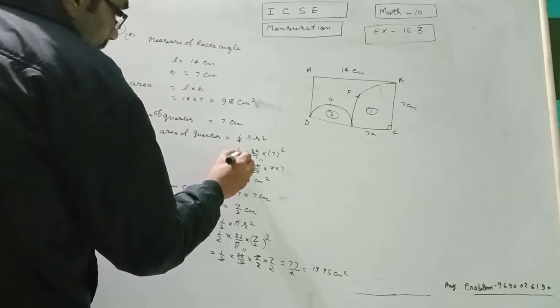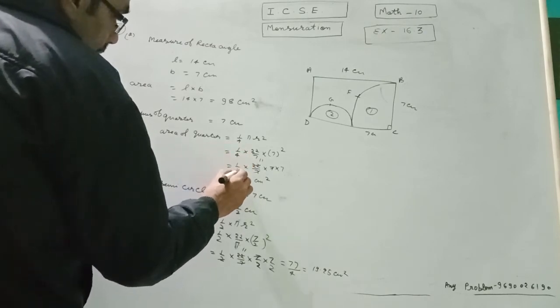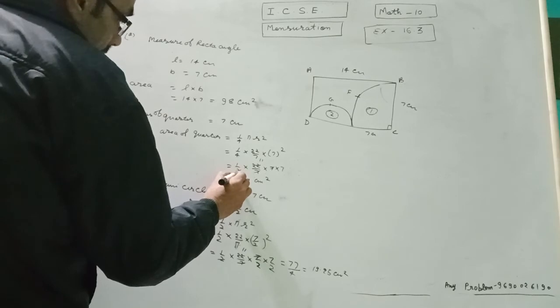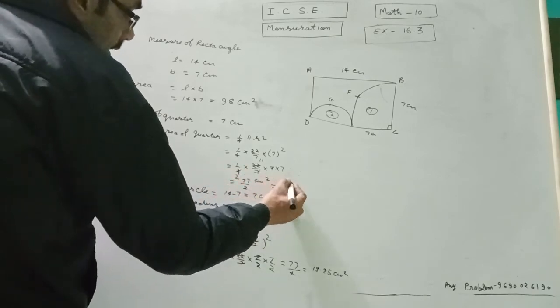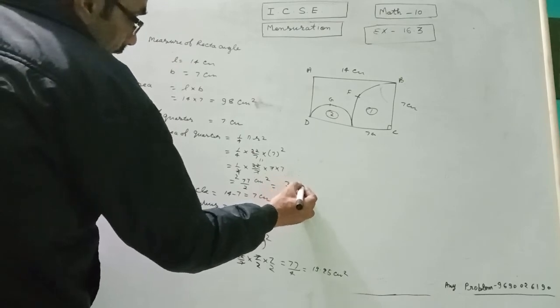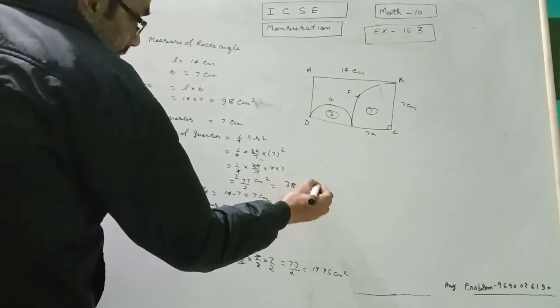Divide by 2, 77 upon 2 is equal to 38.5 centimeter square.